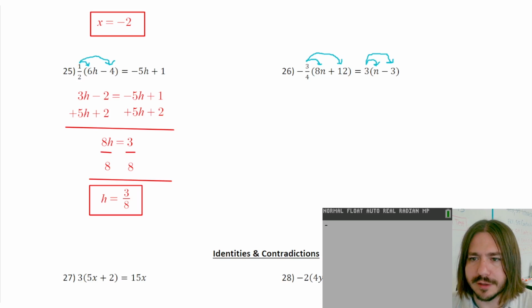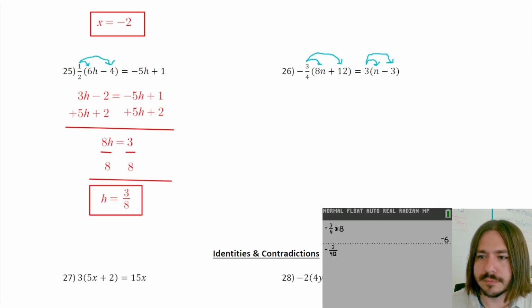Let's try that again. Negative 3/4 times 8, so that's going to give me negative 6, and then negative 3/4 times 12. And we get negative 9, okay? So we're going to get negative 6n minus 9.